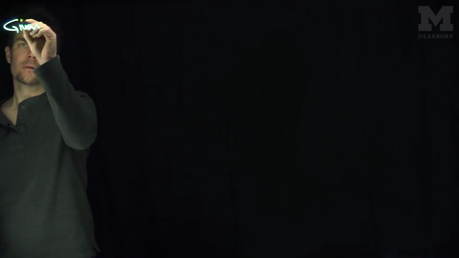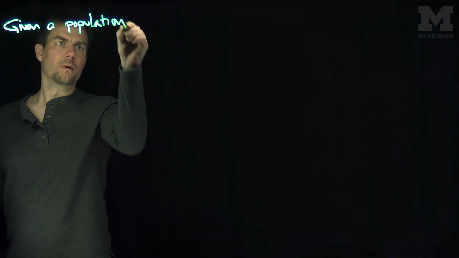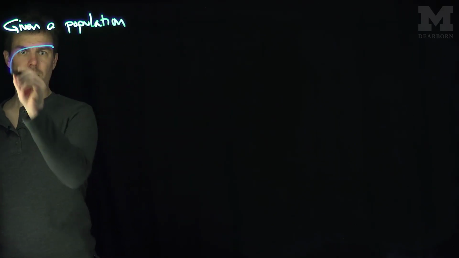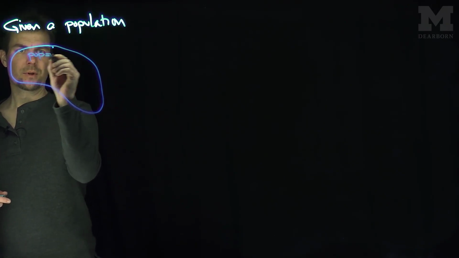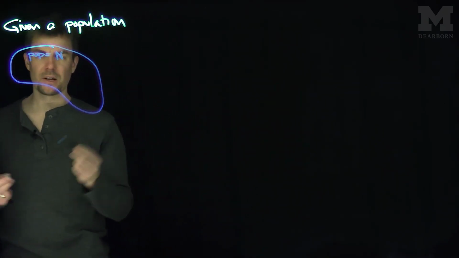Hello students, in this video we'll discuss the sample mean random variable. If we're given a population, we can just geometrically visualize our population of the entire world. Here's our population. And the population size is N capital, maybe 7 billion people, 8 billion people.